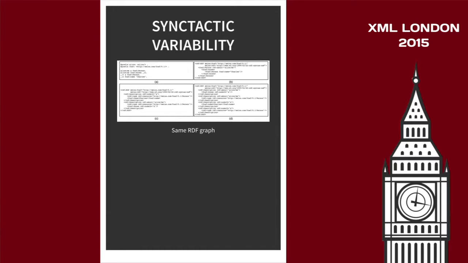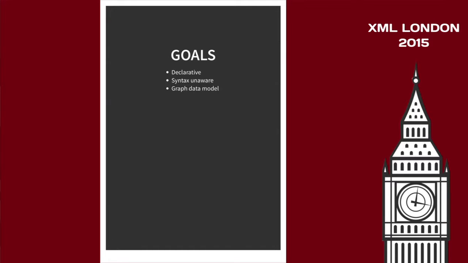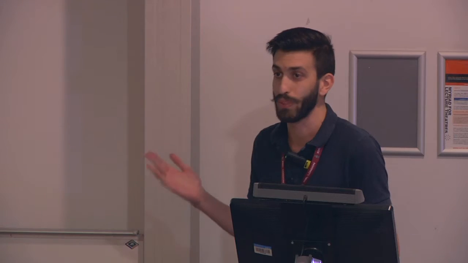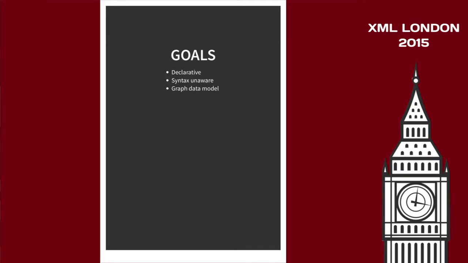The goals I had were several. First of all, since you have different syntaxes, what you do at the moment is you need to use an RDF-aware processor like Jena to parse the content and then write custom code to render it in HTML. That's not good. So you want it to be declarative. You want to declare a style sheet and just use that to transform your data. You don't want to write code for each transformation. Also, you don't want to care about the syntax.